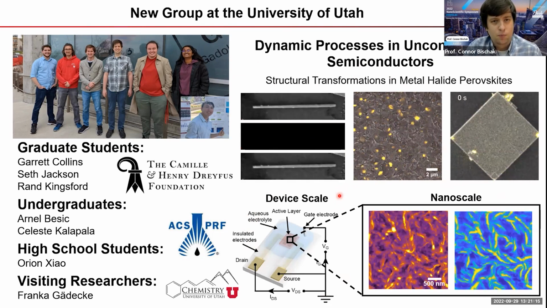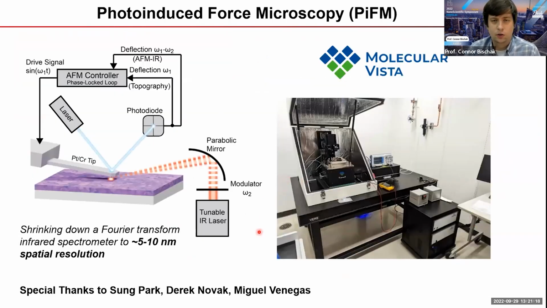And so the big instrument that we have that does a lot of our measurements is the photo-induced force microscope that's made by a company, Molecular Vista. So this is an AFM that has the exciting capability that you can take nanoscale infrared images. So I'm not going to go into really how it works today, but you can really think of it as kind of shrinking down a Fourier transform infrared spectrometer to about 5 to 10 nanometer spatial resolution. So kind of taking that big bulky instrument that you used in maybe organic chemistry to look at molecular vibrations to basically map vibrations with nanoscale resolution.